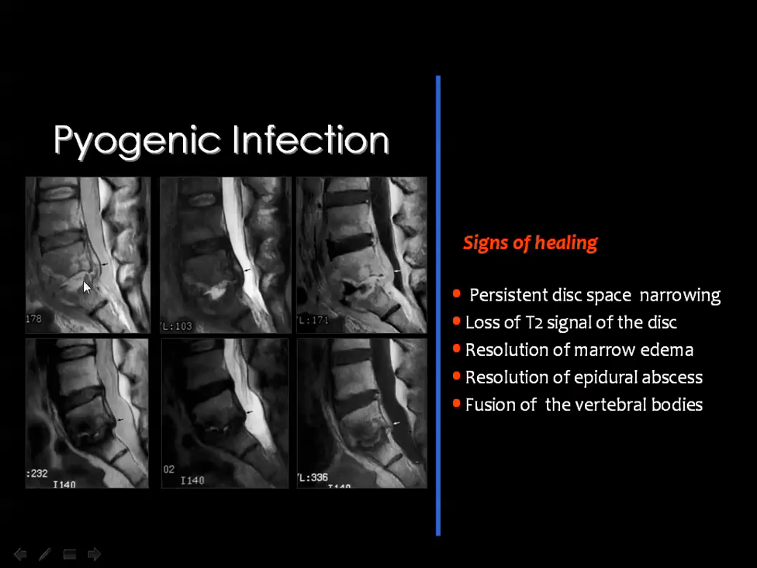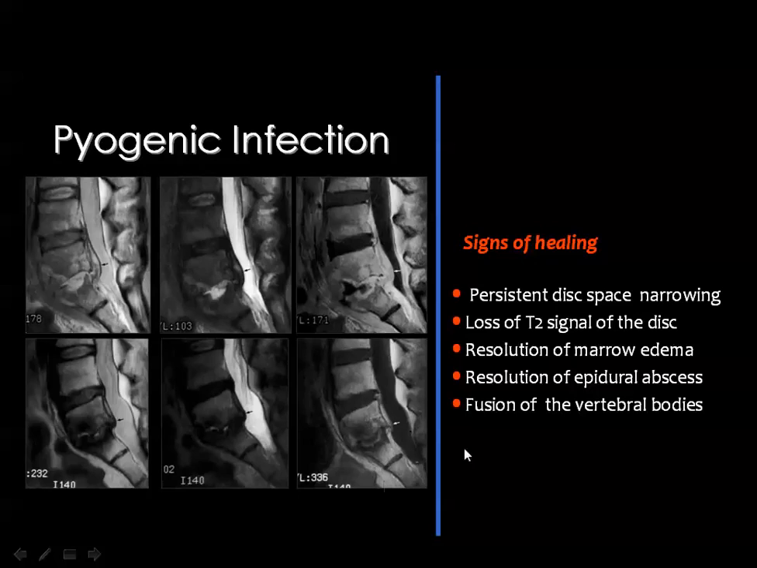And here you can see this is an active disease which is passing to healing. And here you can see the significant bone marrow edema and the involvement of the disc substance with enhancement of the disc as well as the adjacent vertebral end plates, together with the inflammatory granulation tissue inside the spinal canal as well as anterior to the affected vertebrae.